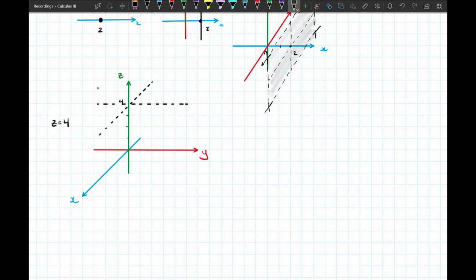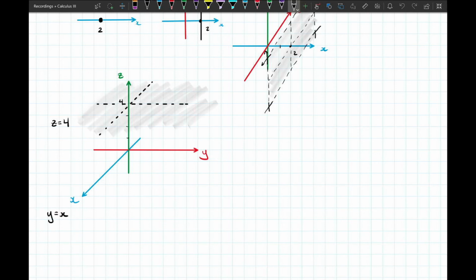This plane is parallel to the plane formed by the x and y axis, which we just call the xy plane. It just happens to be 4 units further above that. Now, what if we were to take a look at an equation involving 2 or more variables?